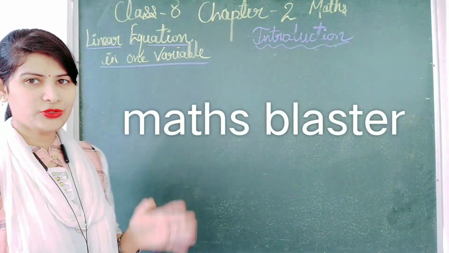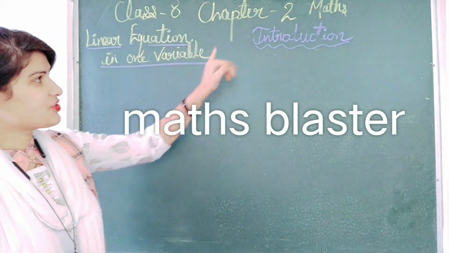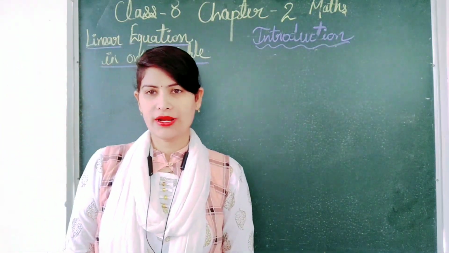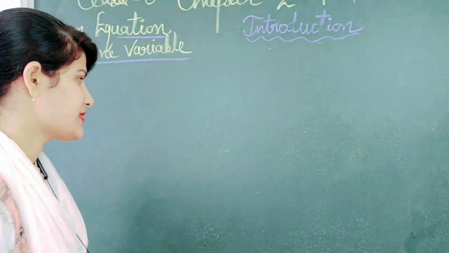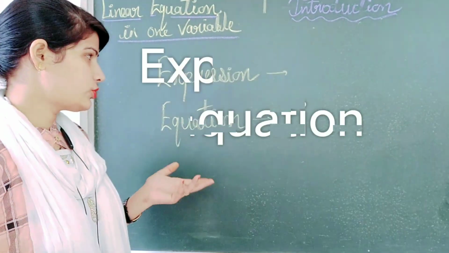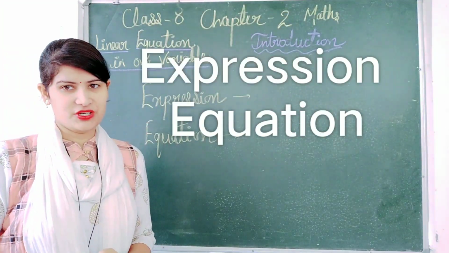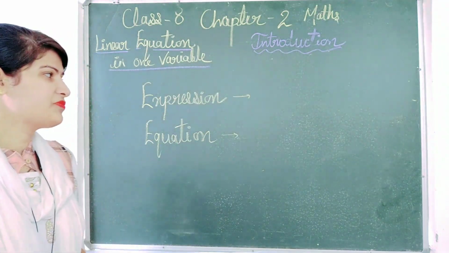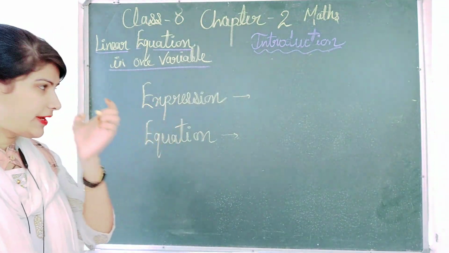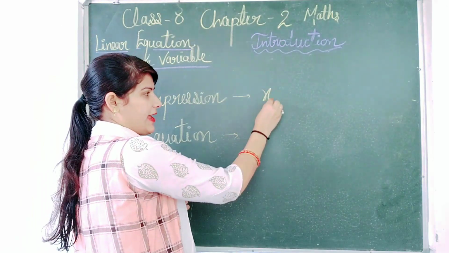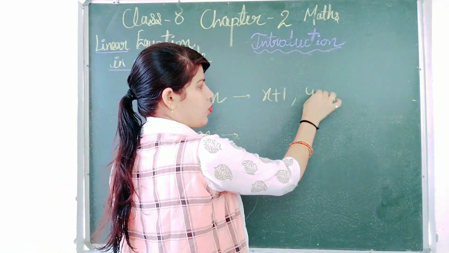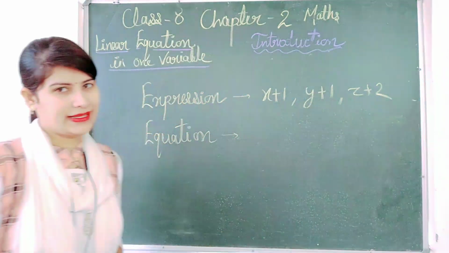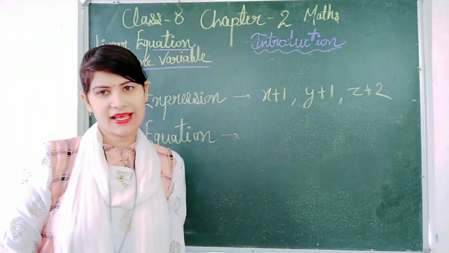Students, I am going to teach you class 8 chapter number 2, which is linear equation in one variable. So let us start. Here I am going to tell you about expression and equation. What is the difference between expression and equation? Just simple. Expression is like x plus 1, y plus 1, z plus 2 and so on. This is a simple expression.